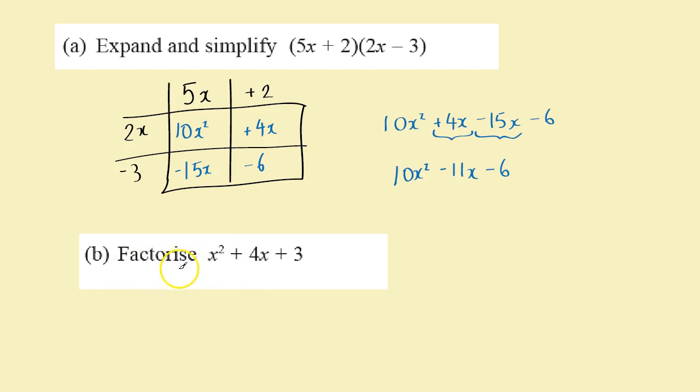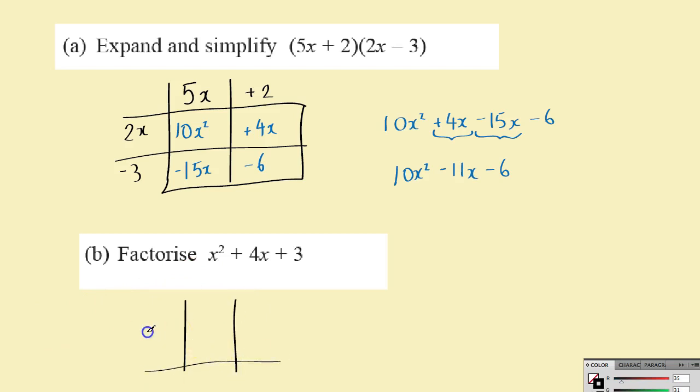Okay, so this is asking us to factorize. So we're being asked to put it back into brackets. This is harder, but I'm going to show you how you can use the grid to help you with this. So we'll go for black pen here. So I'm going to set up my grid like I did in the first question.